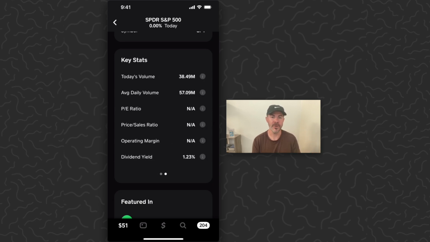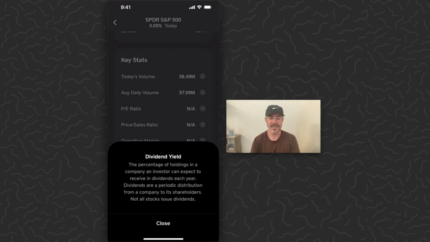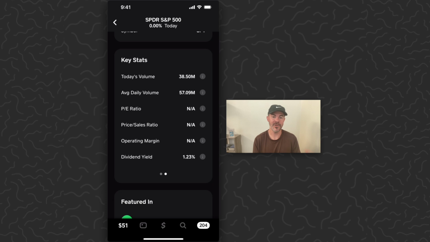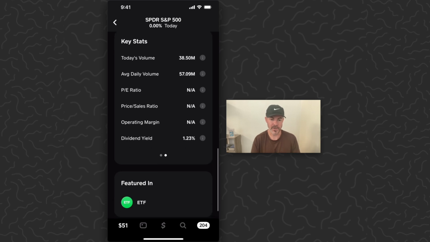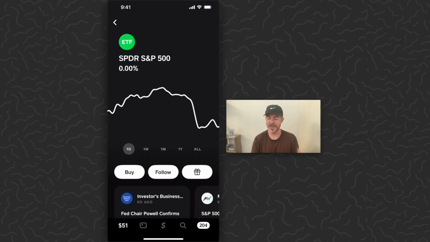If we swipe over, we can also see that owning this will give you a dividend yield of 1.23%. I believe that's per year. So if you hold this stock, it'll also pay you, I believe, quarterly. So there's how to get some more information on it.